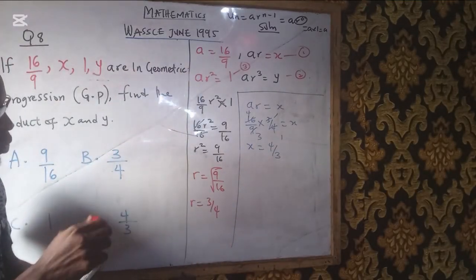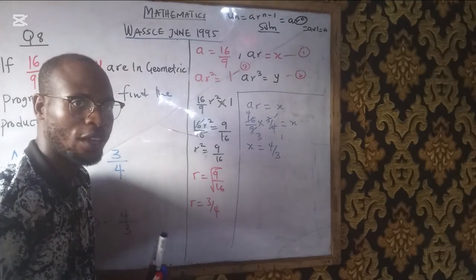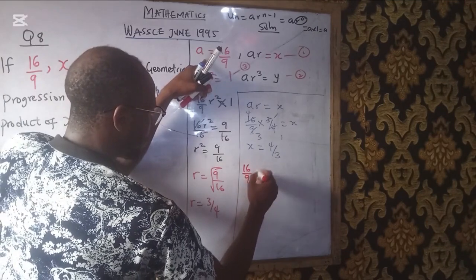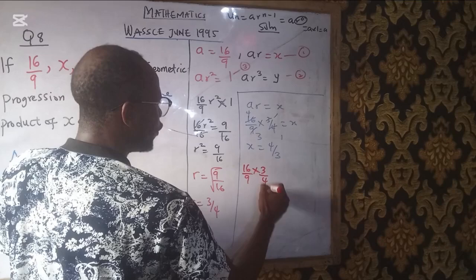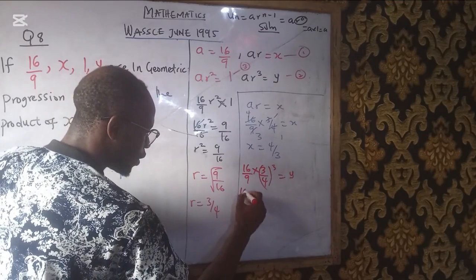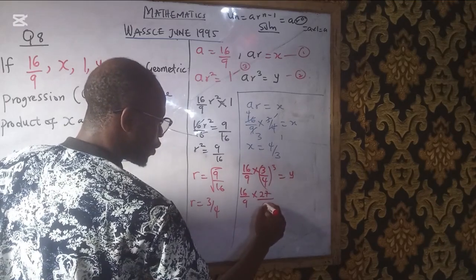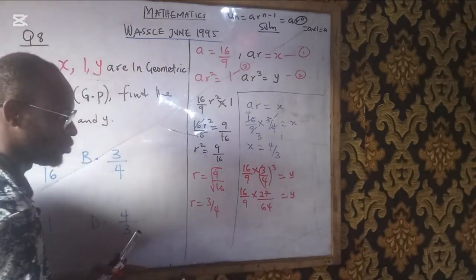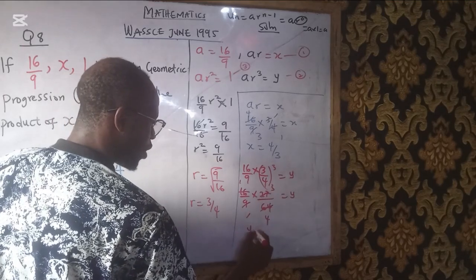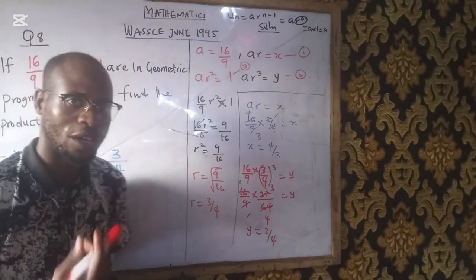Do you understand? So I will go further to replace the same value of A and R into equation 2 to get the value of y. So if I do that, I will have A. What is my A? My A is 16 over 9, times what is my R? My R is 3 over 4. But don't forget that this is having a cube. So put your cube there equals y. And this is going to give us 16 over 9 times 3 raised to the power of 3, which gives us 27, and 4 raised to the power of 3 gives us 64, equals y. So I can divide. 16 here 1, 16 here 4. 9 here 1, 9 here 3. So the value of y is simply equal to 3 over 4. So I've gotten the value of x and y in this equation.